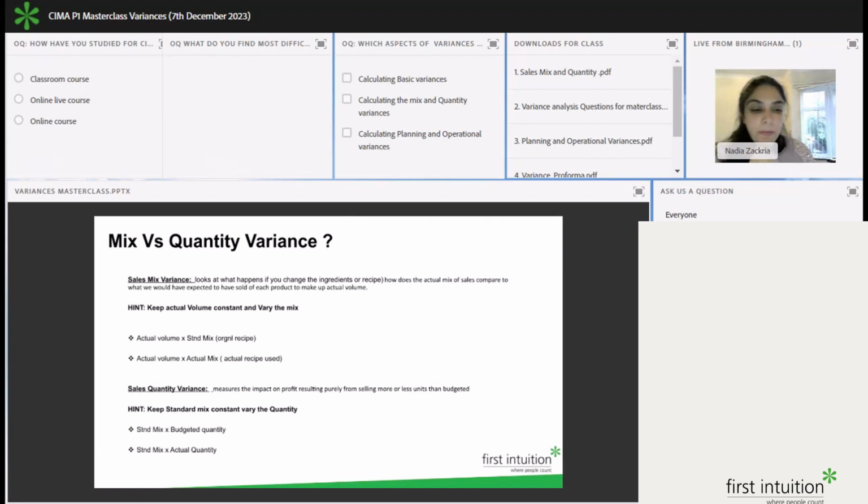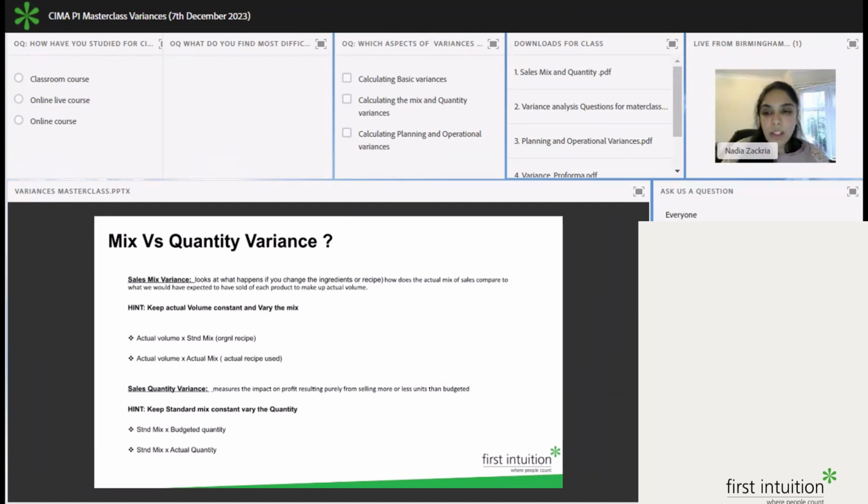Right? Okay. So what are we going to do when it comes to the mix variance? Whenever you see the word sales mix, learn this as a formula. We're always going to keep our quantity constant, okay? But we're going to vary the mix. We're going to say, right, original recipe, what should have been the output? With the actual recipe that I have followed, what should be the output? So sales mix is looking at the output of the items, right?